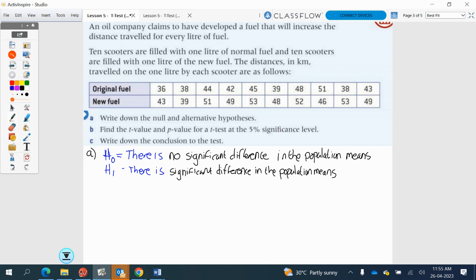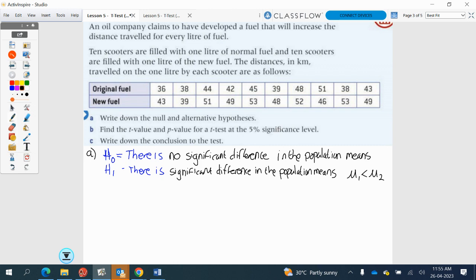What's the really important part about this test is we want to show that mu1 is less than mu2. What does that mean in context? The original fuel lets you travel less distance, and the new fuel lets you travel further. That's the hardest part about these type of tests, is you have to get that from the context of the question and the interpretation.